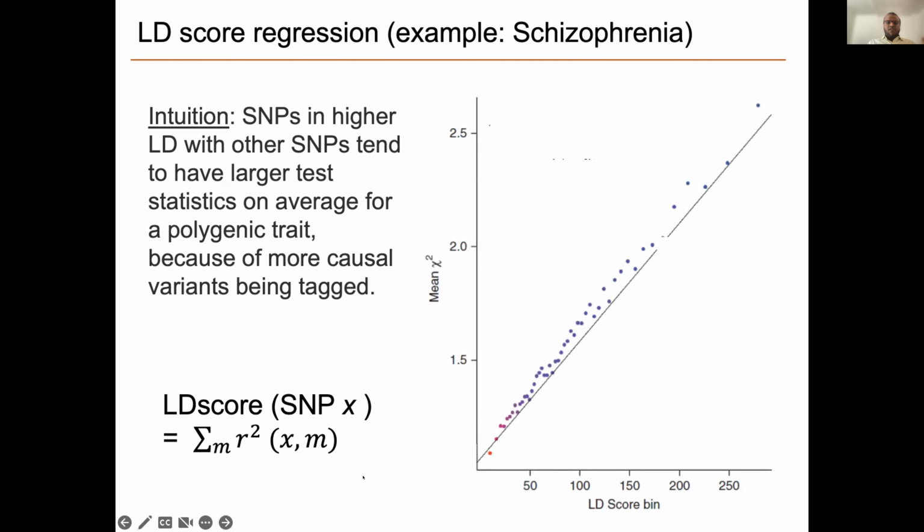One way to formalize this is by defining what they call the LD score for a particular SNP. So the LD score is the sum of the squared LD between the SNP X and all the other SNPs. And what they observed for schizophrenia was that if you plot the mean chi-square statistics for different LD score bins, then there is a positive association between the two, which matches up pretty well with the intuition that the authors had in the first place.